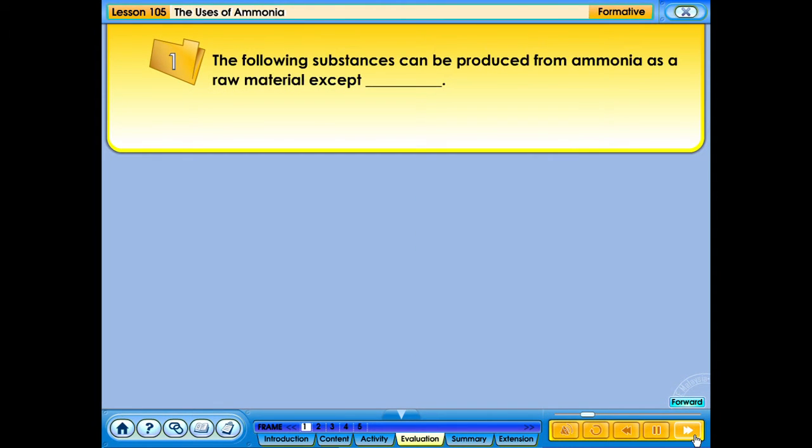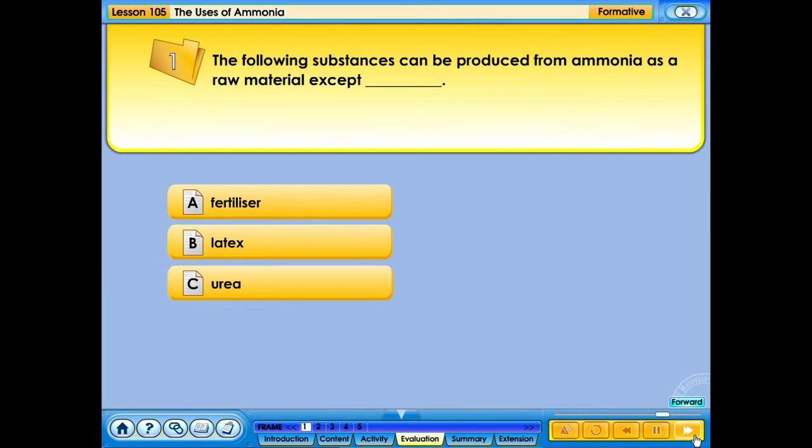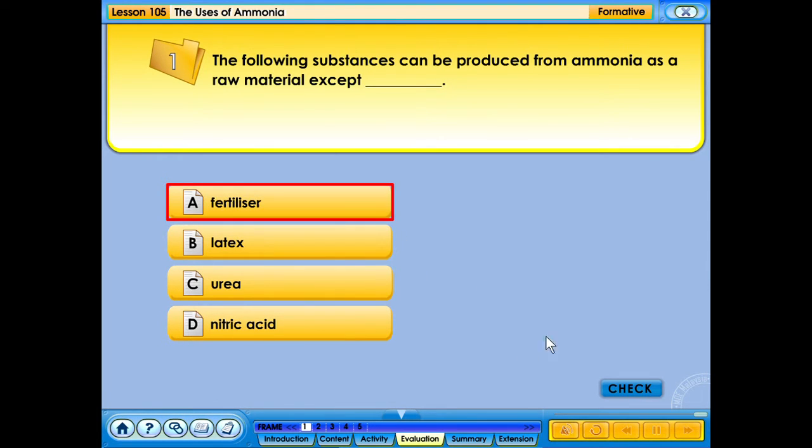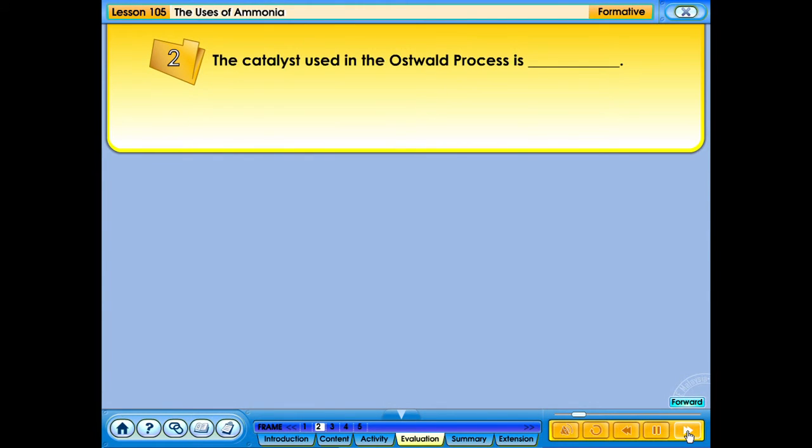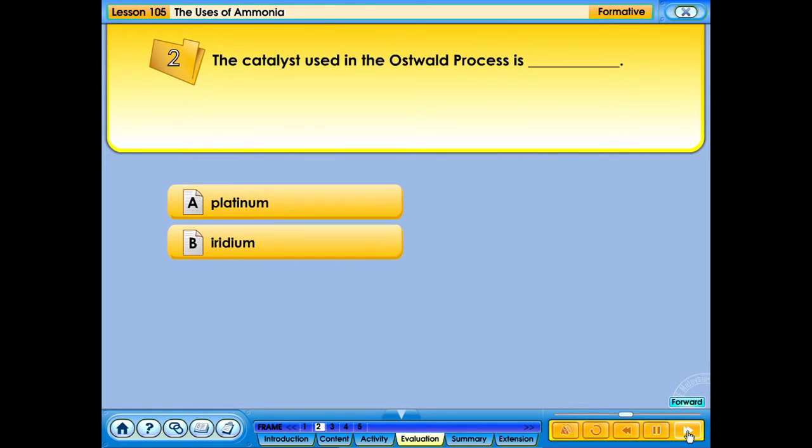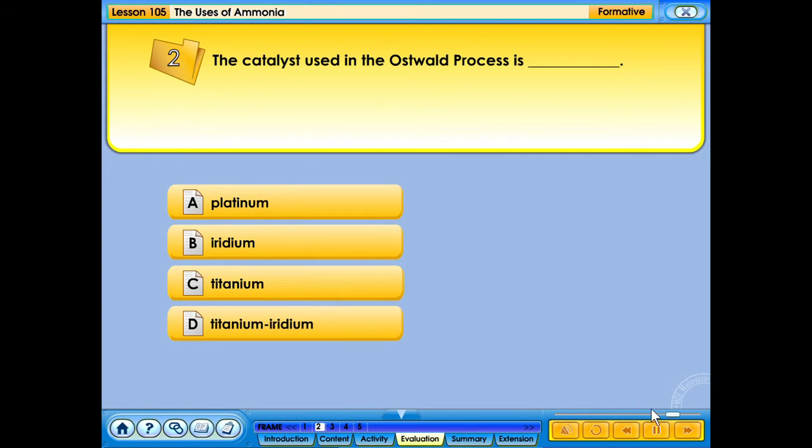The following substances can be produced from ammonia as a raw material except A. Fertilizer, B. Latex, C. Urea, D. Nitric acid. Your answer is correct. The catalyst used in the Ostwald process is A. Platinum, B. Iridium, C. Titanium, D. Titanium iridium.